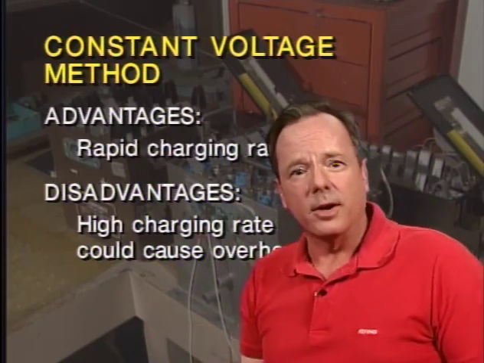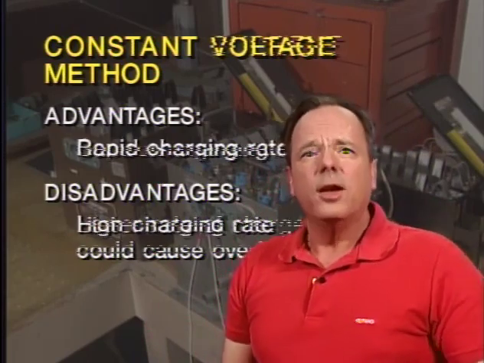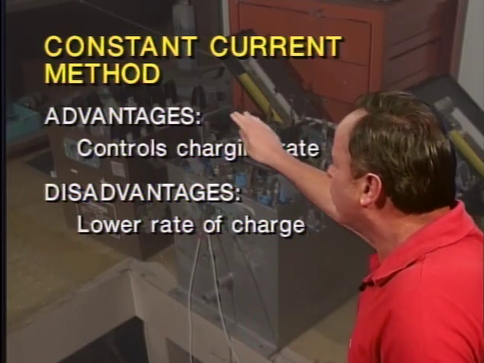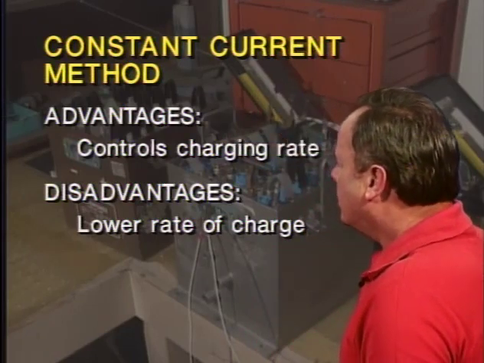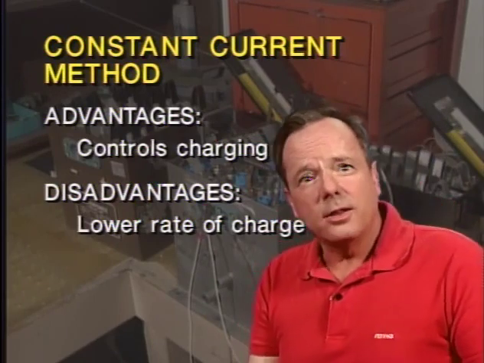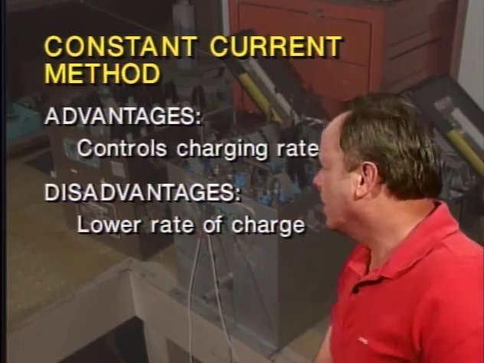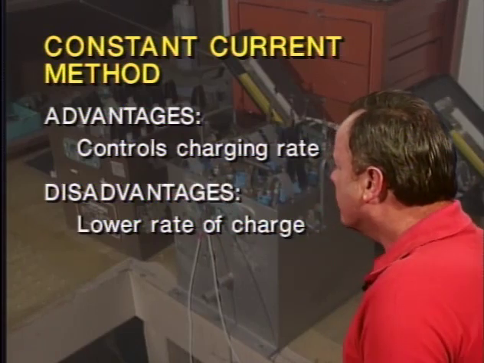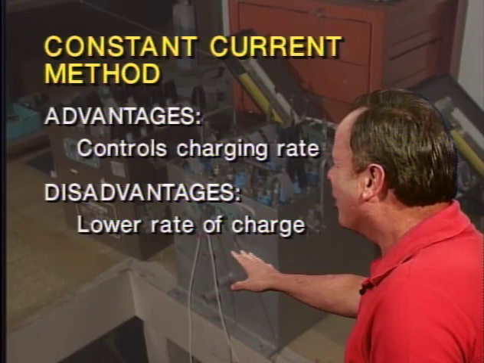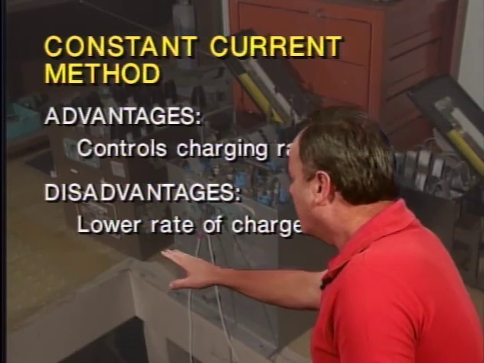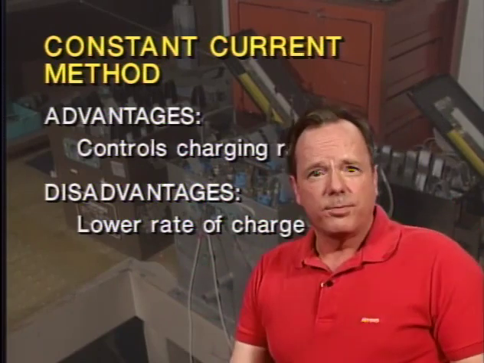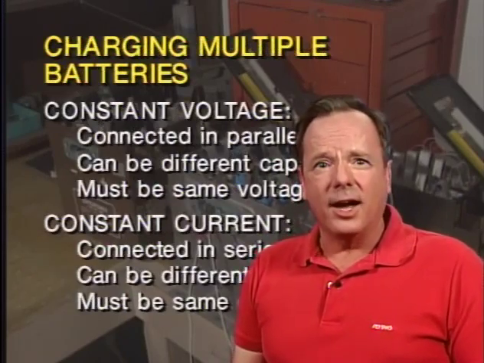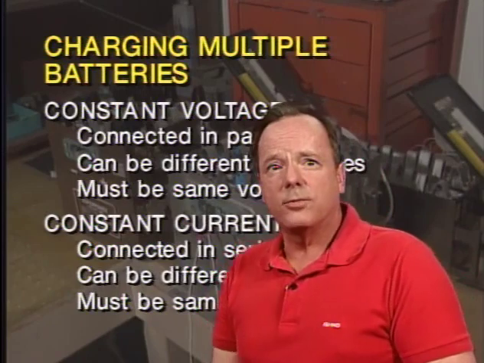you're charging the battery. Now let's take a look at the other method, the constant current method, and it does exactly that. It does control the current going into the battery, and it does that by varying the voltage. So you have a constant current going into the battery. The advantage is that you do have that controlled charging rate. The disadvantage is that it takes longer when you control the rate, and generally you'll have a lower rate of charge.